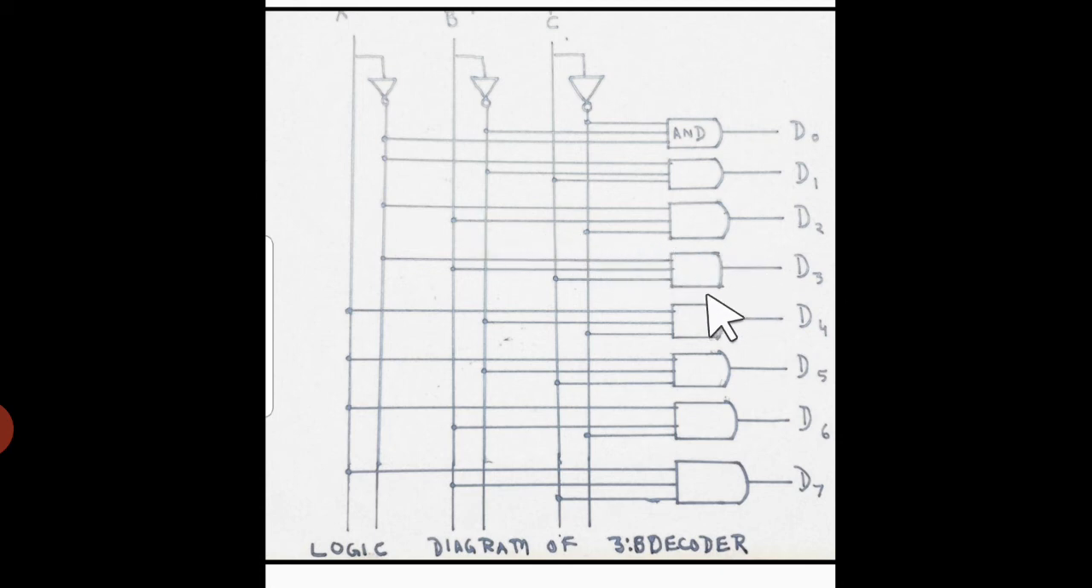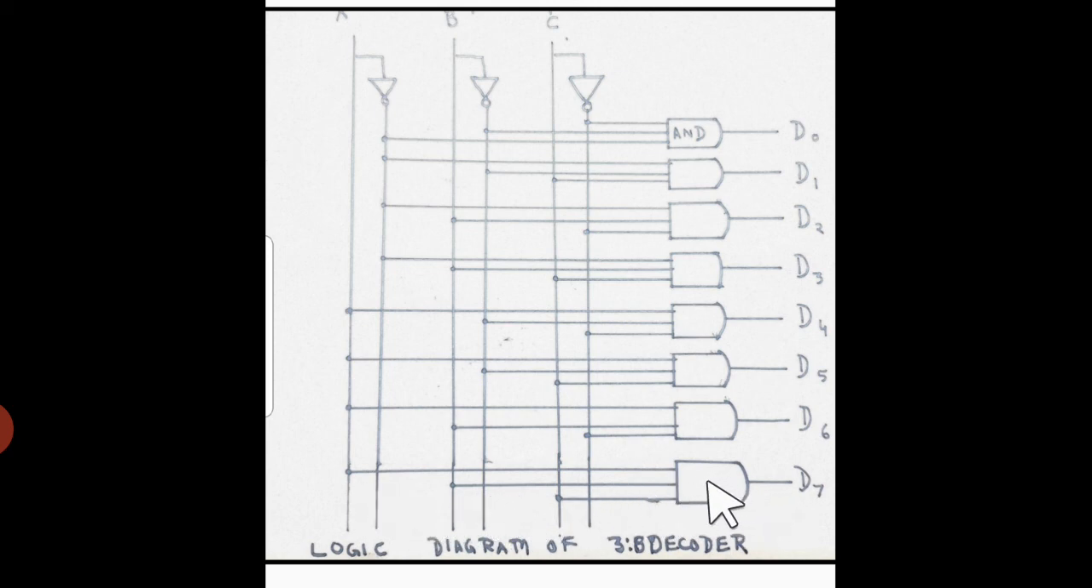Then I talk about D3, so it is A complement, B, C, okay, because this is basically 0 1 1. Similarly for 4, we have here input combination 1 0 0, so it is A, B complement, C complement. For 5 it is 1 0 1, so it is A, B complement and C. And then for 6 it is 1 1 0, so it is A, B, C complement. And then for 7 it is A, B and C.